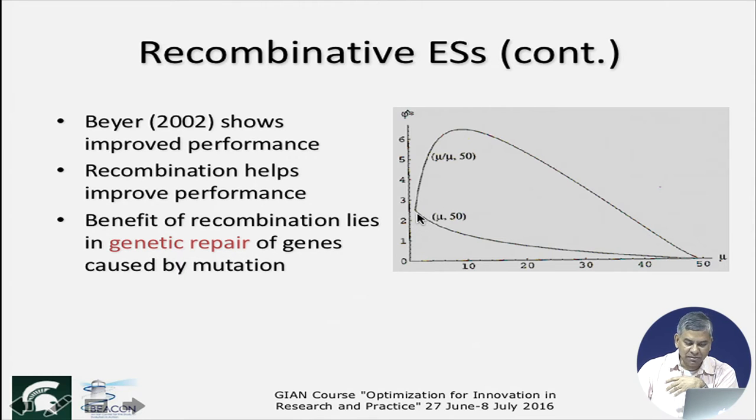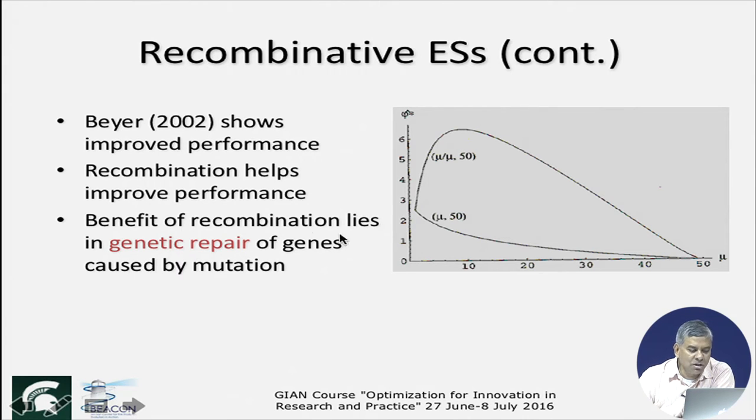If you don't have the recombination, this is a performance index, higher the better. You see that as you increase the population size, the performance drops because they have a fixed number of overall function evaluations. If you use a large population size, you are not allowing too many generations. But if you do it with recombination, you see how the performance goes up. Importantly, there exists an optimal population size. This is for a particular problem, but when you change the problem, the optimal population size will be different.